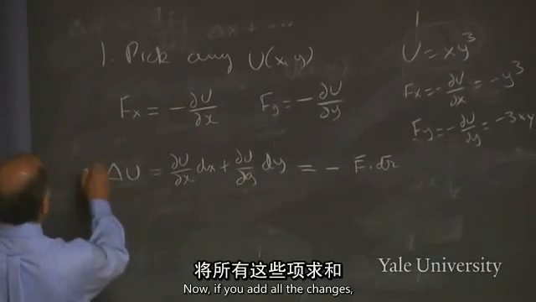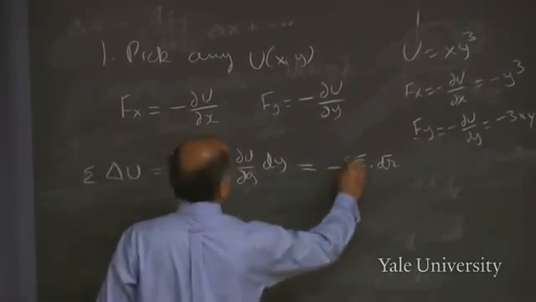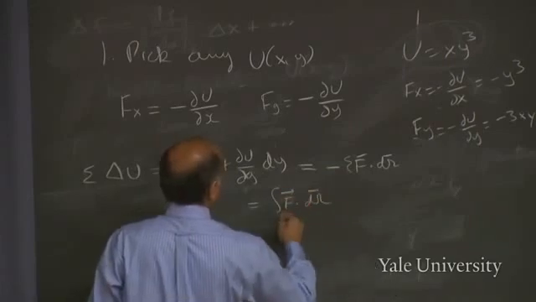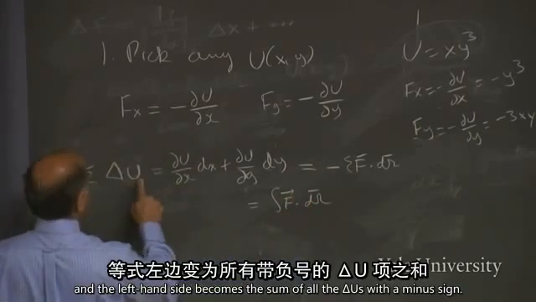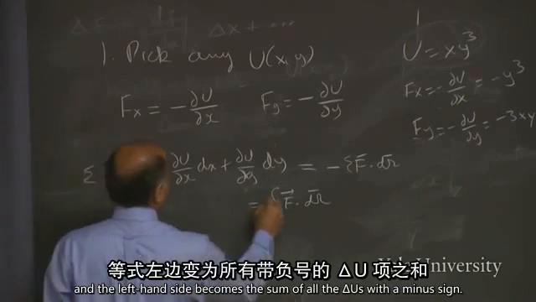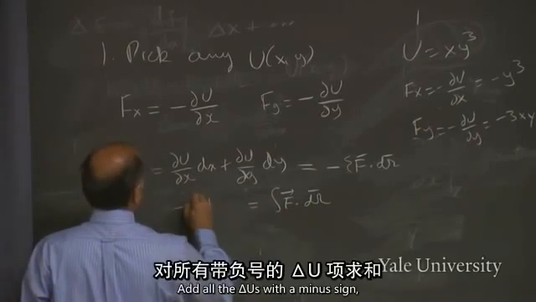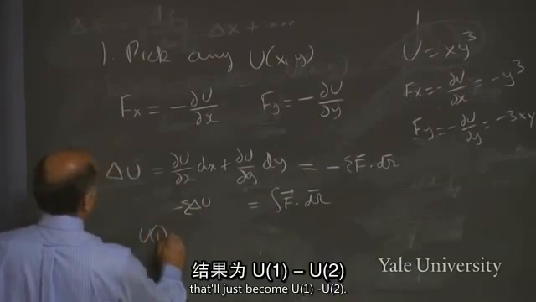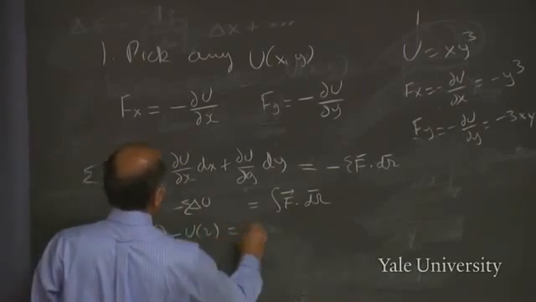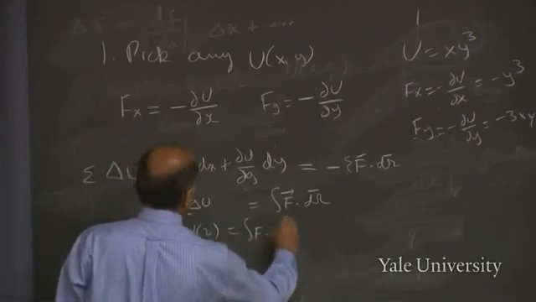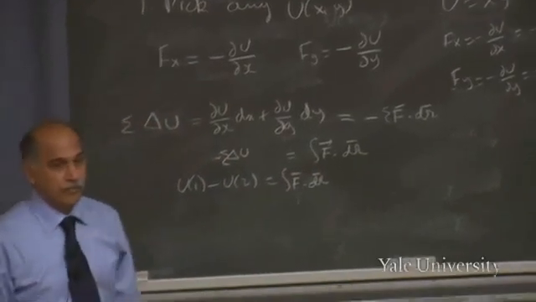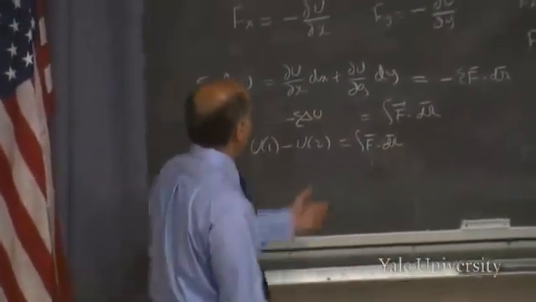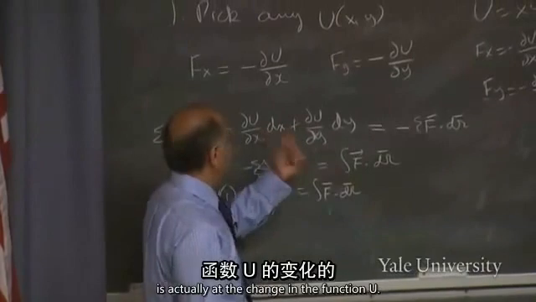Now if you add all the changes, the right hand side becomes the integral of F dot dr, and the left hand side becomes the sum of all the delta u's with a minus sign. Add all the delta u's with a minus sign, and that will just become u at 1 minus u at 2. It is cooked up so that F dot dr is actually the change in the function u.